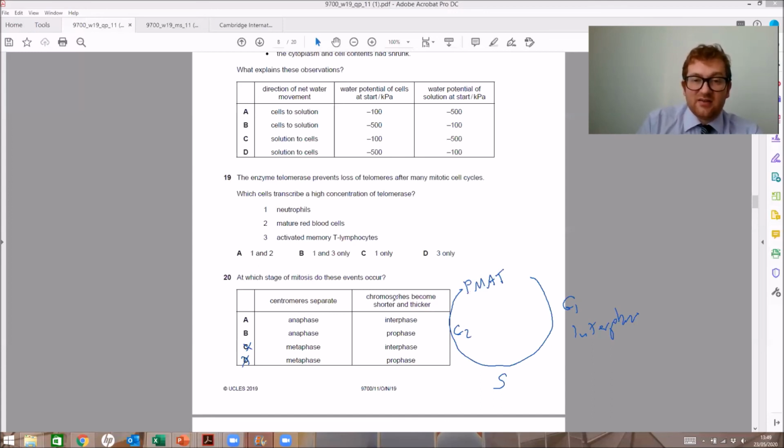Okay, so during which chromosomes become shorter and thicker, well, this has nothing to do with interphase, because here are the 3 parts of interphase we just discussed. This eliminates option A, leaving option B as the correct answer.